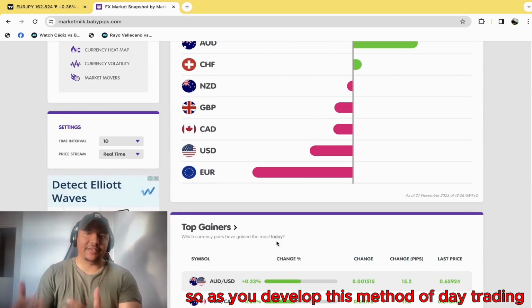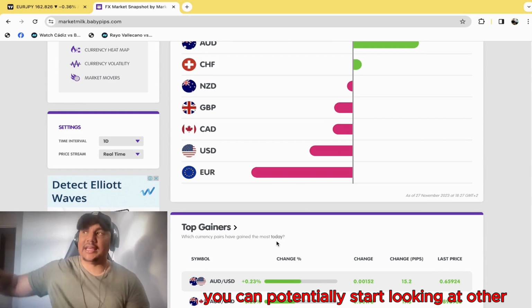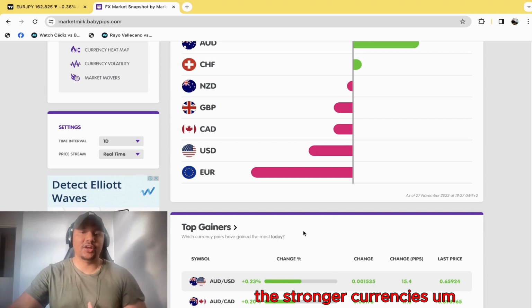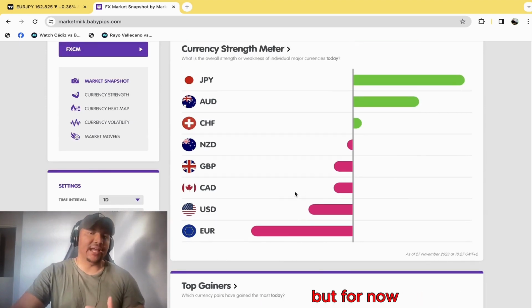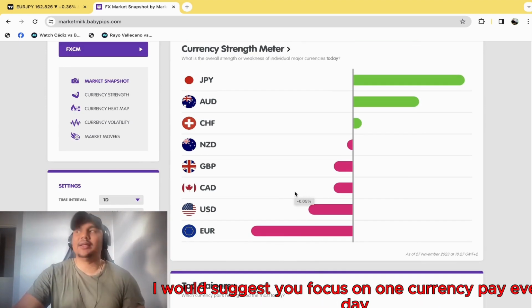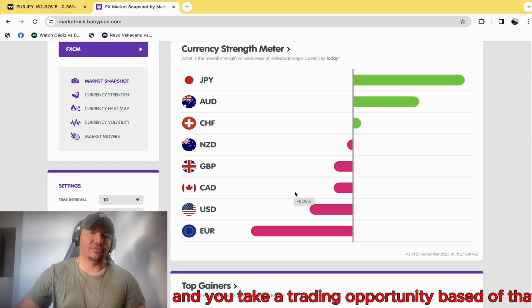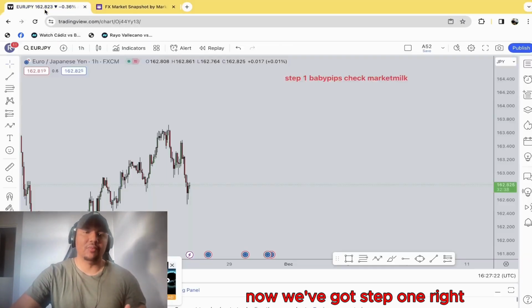So as you develop this method of day trading, you can potentially start looking at other currencies that are doing weak also against the stronger currencies. But for now, I would suggest you focus on one currency pair every day. You come and check here and see which ones are doing bad, and you take a trading opportunity based off that. Now we've got step one, right?